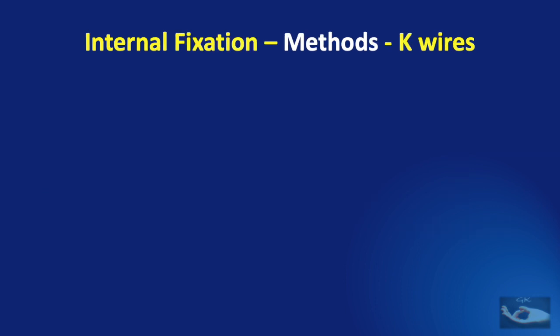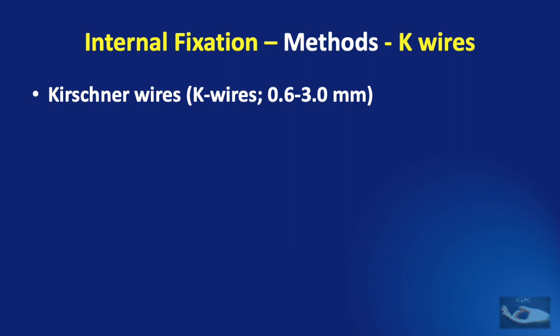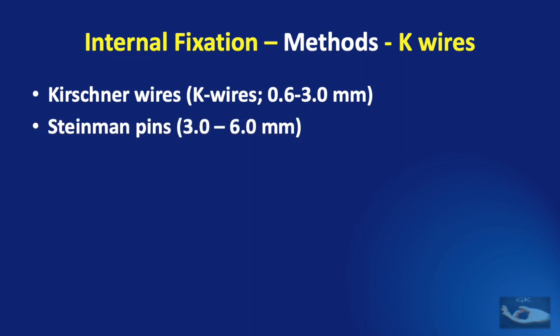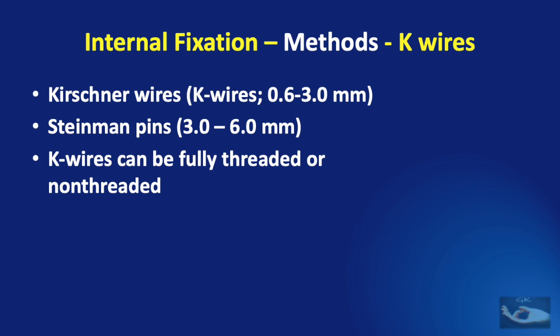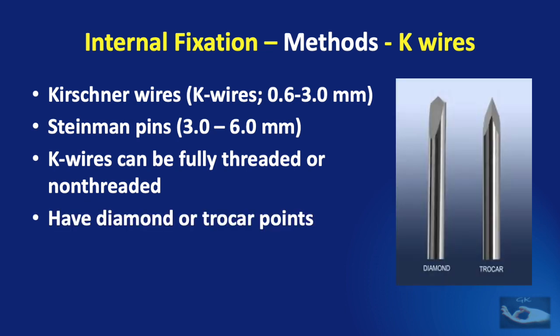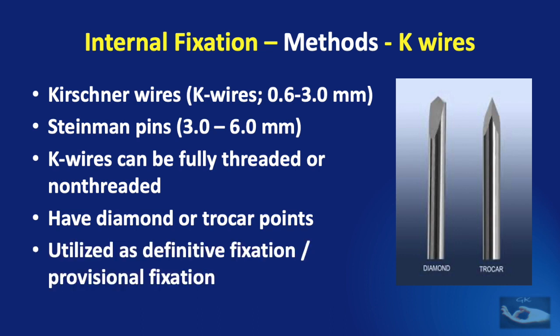The simplest method of internal fixation of fractures of the hand is by use of K-wires or Kirschner wires, which have a diameter of 0.6 to 3 millimeters. If they are more than 3 millimeters, they are known as Steinmann pins. K-wires can be fully threaded or non-threaded, and they can have diamond or trocar points. K-wires can be used as definitive fixation or a provisional fixation.